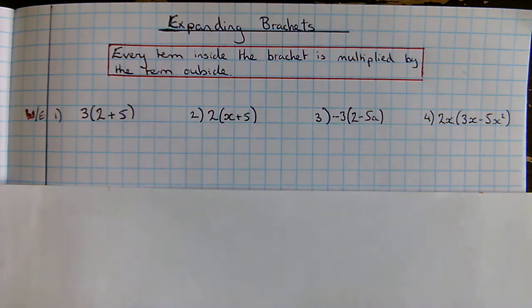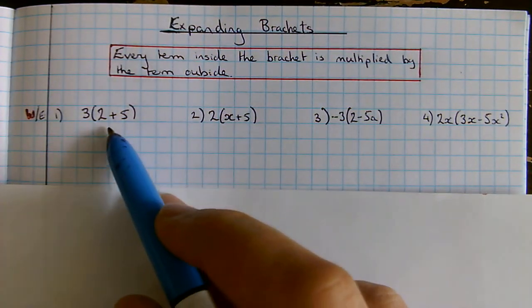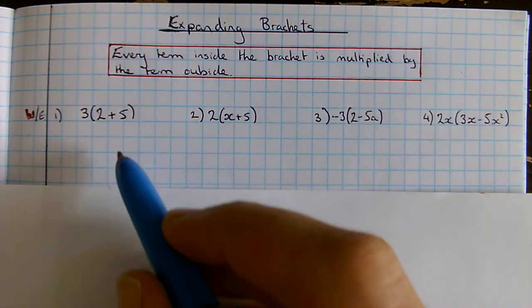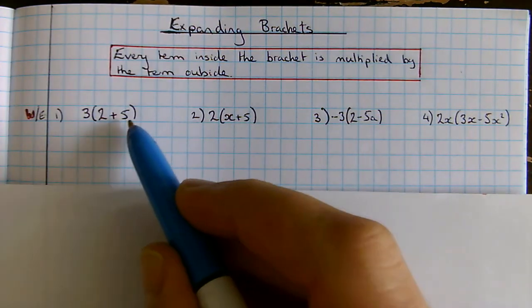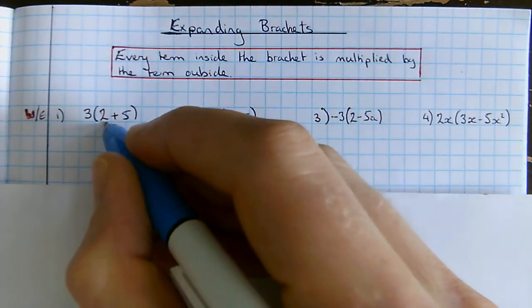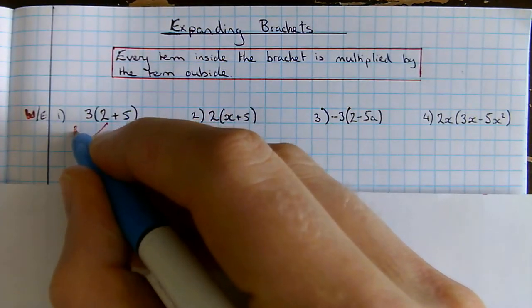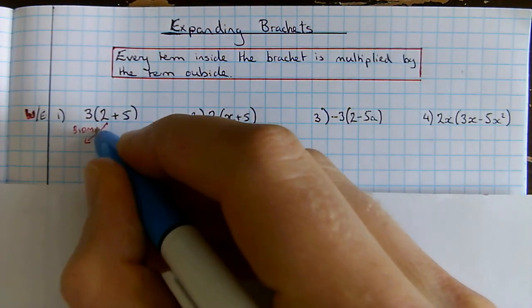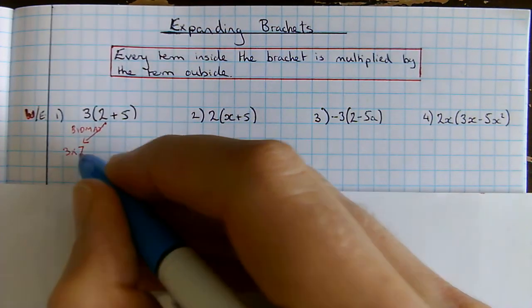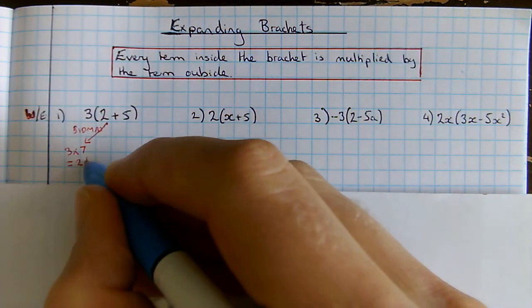So we're going to start with an example which just involves numbers. 3 lots of 2 plus 5. Now, if you were doing that, the obvious way to do it just with numbers is to use BIDMAS, and to work out the contents of the bracket first. 2 plus 5 is 7, and so it's going to be 3 times 7, which gives me an answer of 21.